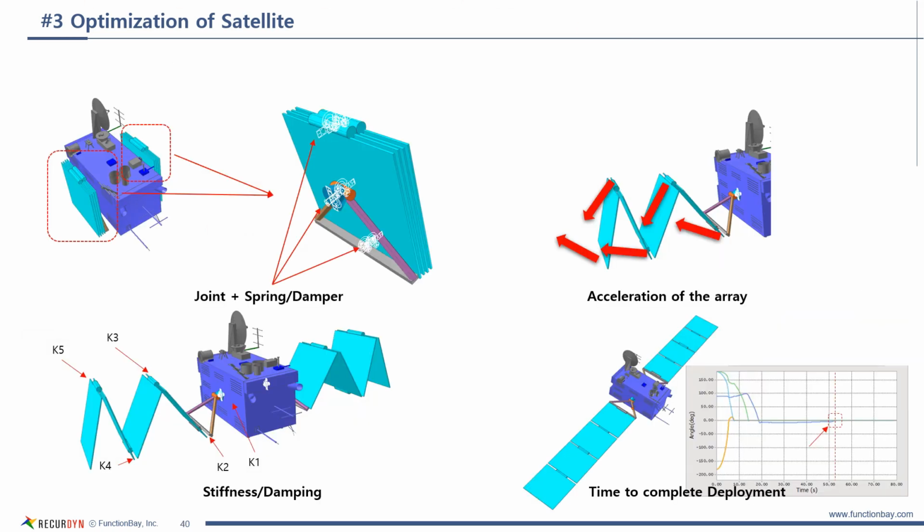In this model, the spring and damper are attached to each joint of panels. The stiffness and damping are the design variables for this system. We will use the acceleration of the end point of each panel as the performance index, and we will measure the time when the speed of each panel becomes 0 to minimize the time to complete the deployment.